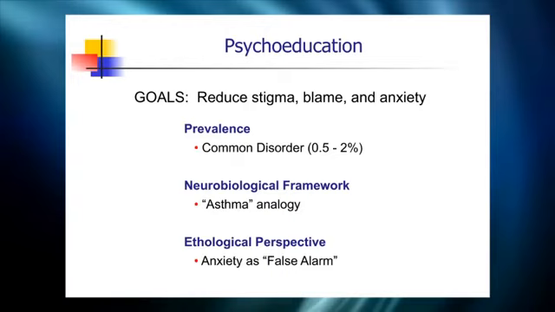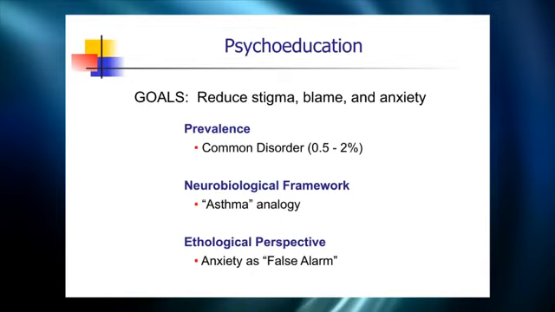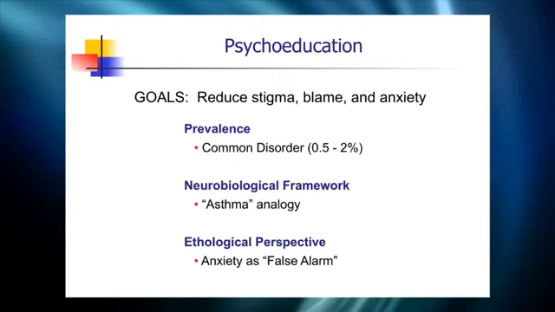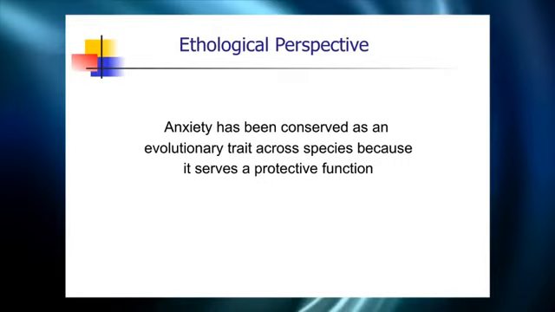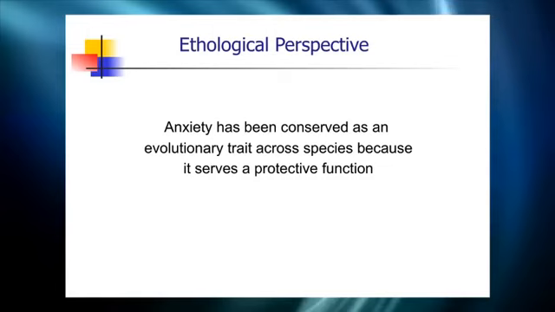But psychoeducation is really to reduce stigma and blame and anxiety and get the families to learn more about the disorder and the conception and the rationale for treatment so that they'll engage in the treatment. So we talk about anxiety from an ethological perspective, that anxiety has been conserved as an evolutionary trait because it serves a protective function for kids. A little bit of anxiety is a good thing. Too much can be a bad thing.